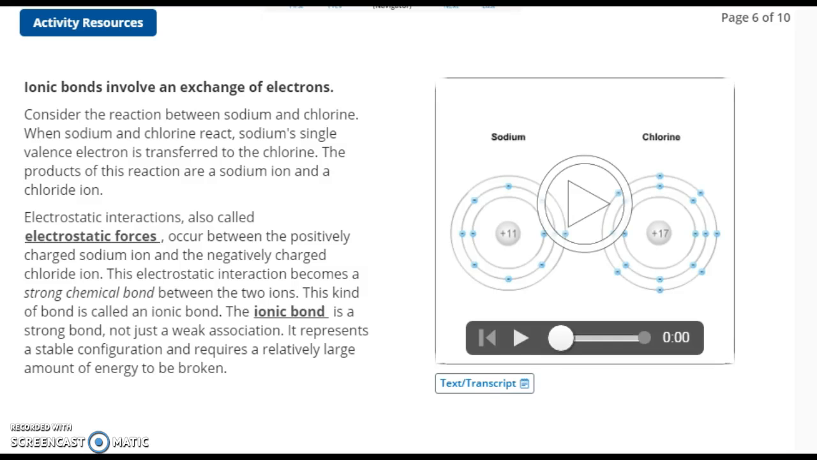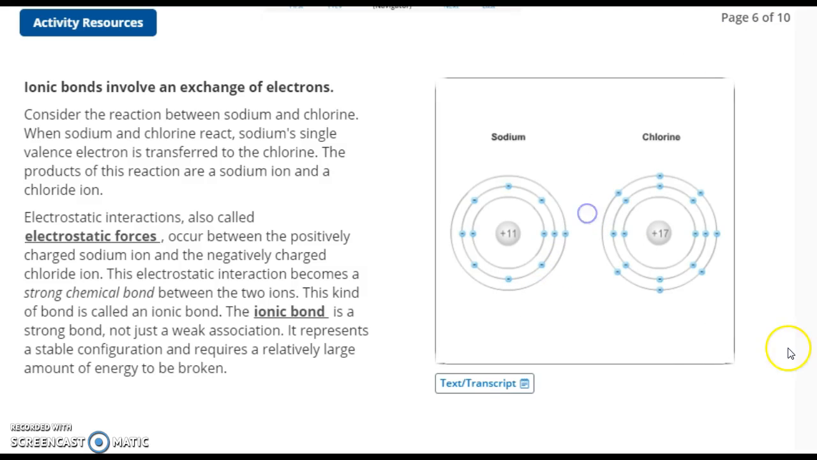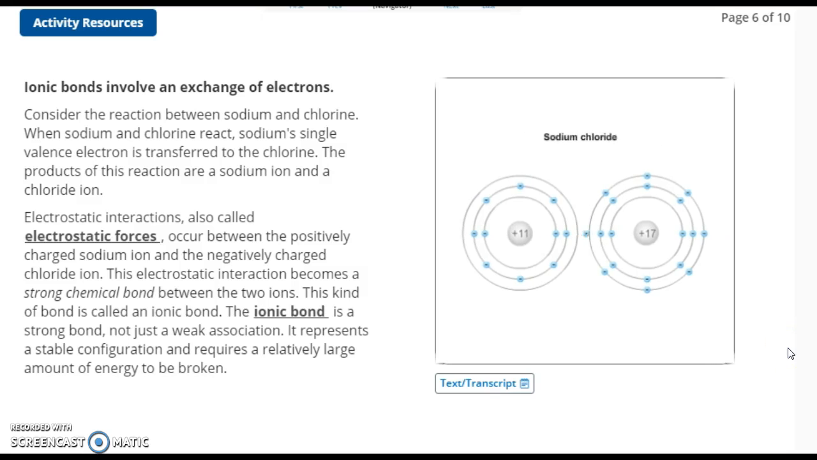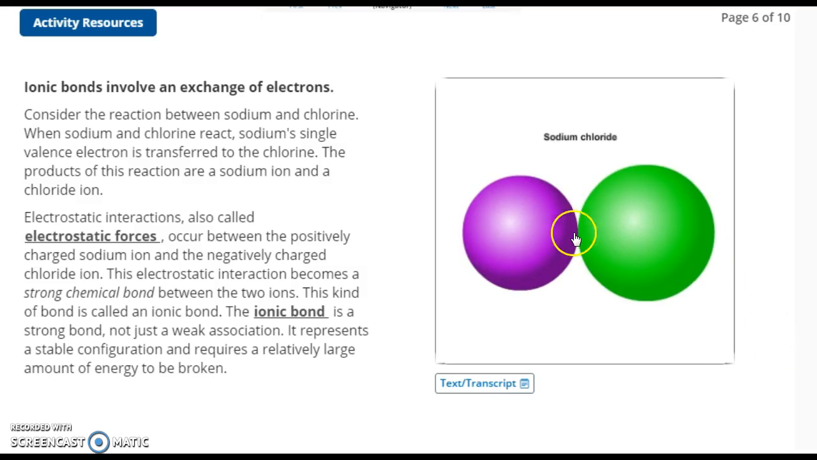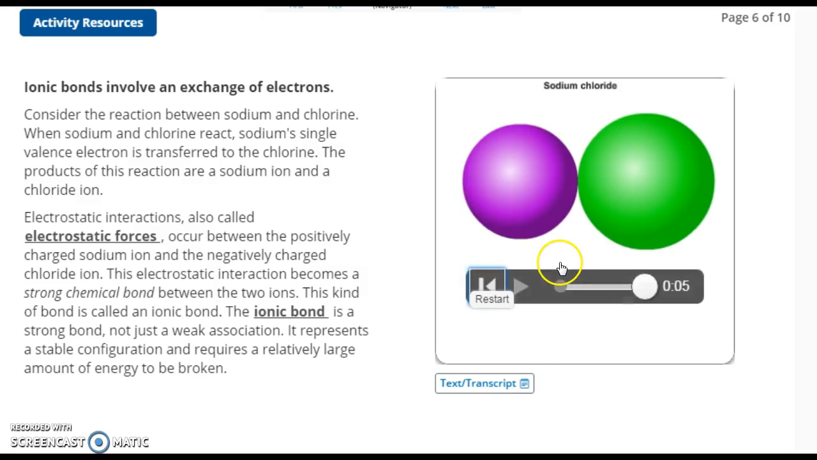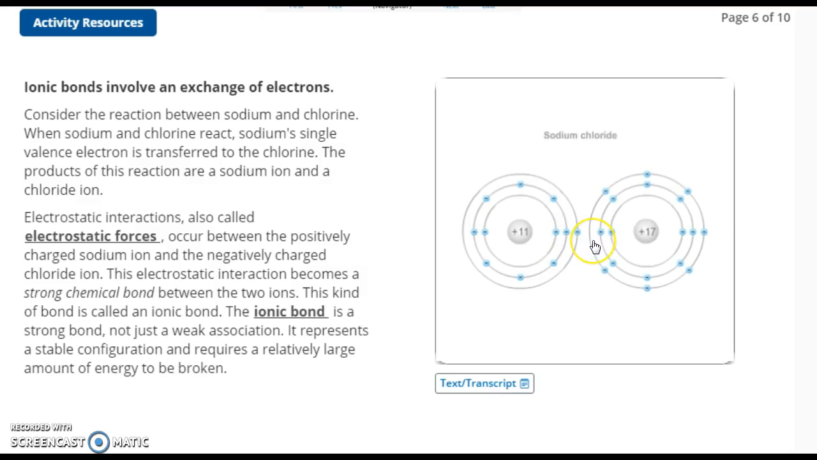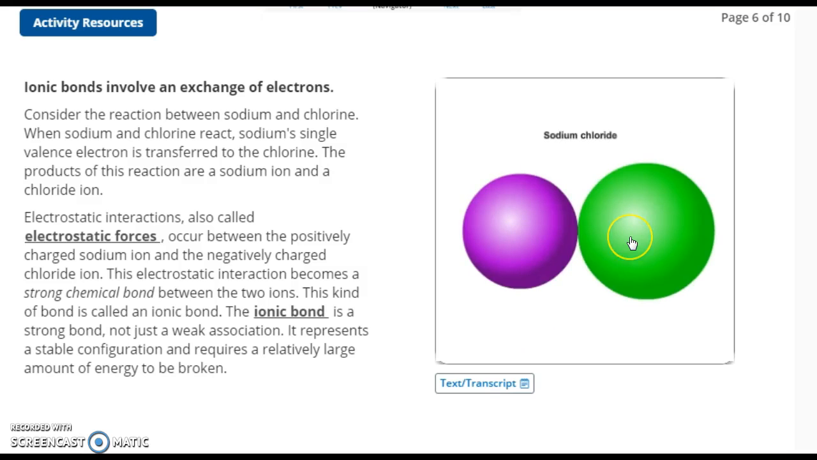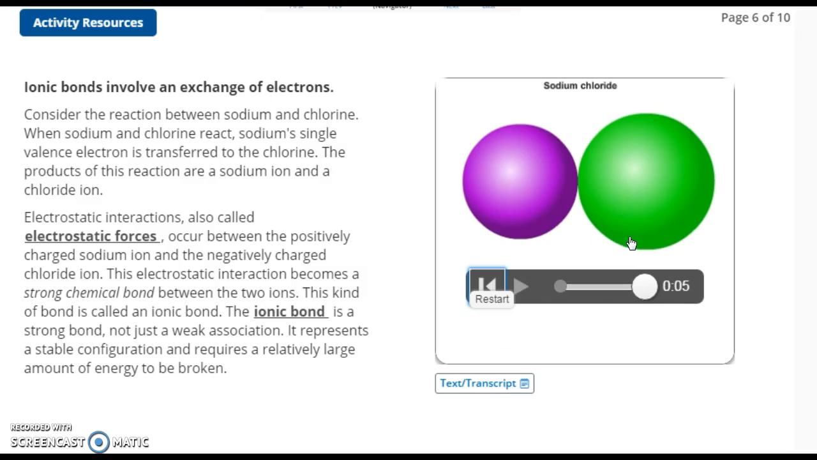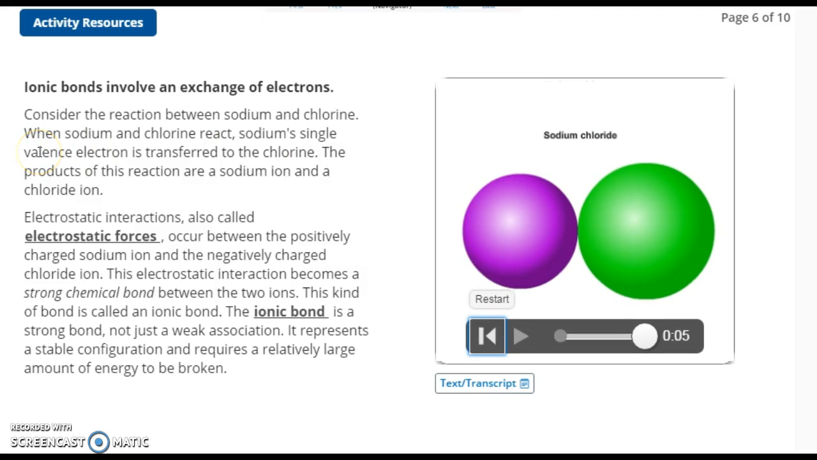Ionic bonds involve an exchange of electrons. So sodium's going to lose. It's going to come over to your chlorine. They're going to both have full outer shells and be stable. Consider the reaction between sodium and chlorine. When sodium and chlorine react, sodium's single valence electron is transferred to the chlorine. The products of this reaction are a sodium ion with a +1 charge and a chlorine ion with a -1 charge.